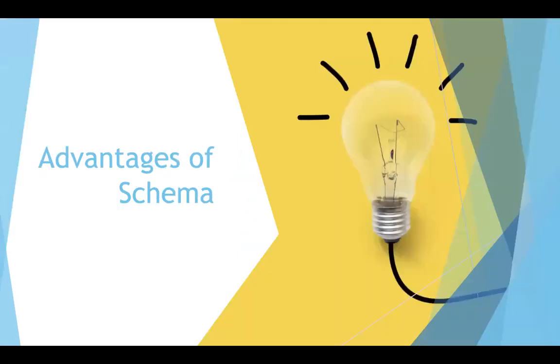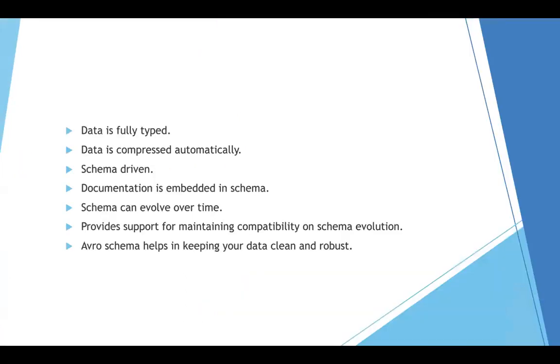As we discussed, Avro is basically a schema. So let's see what the advantages of a schema are and how it's going to help us. When you're using a schema, data is fully typed. You can't put any random value in your objects or in the events. And when you're using Avro serialization and deserialization, data gets compressed when you put it in Kafka. So it lessens your resource usage.